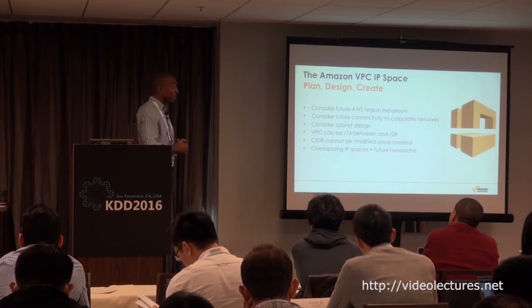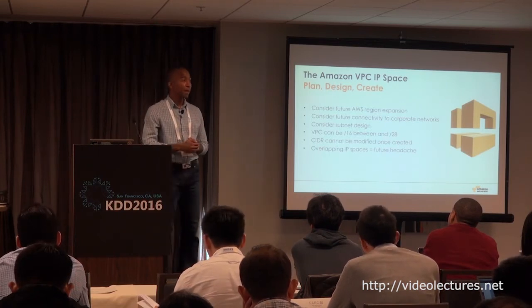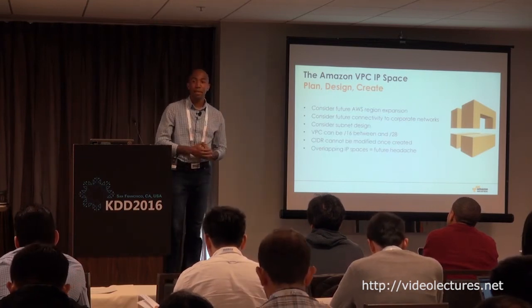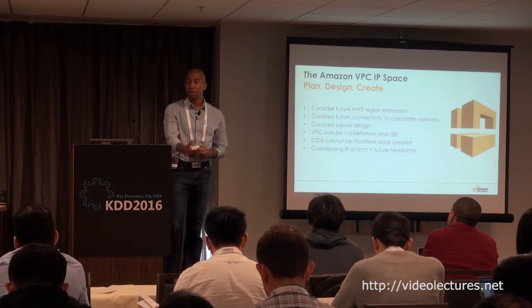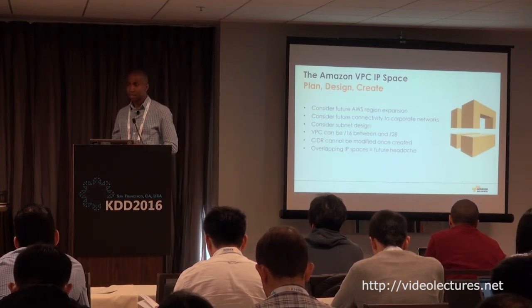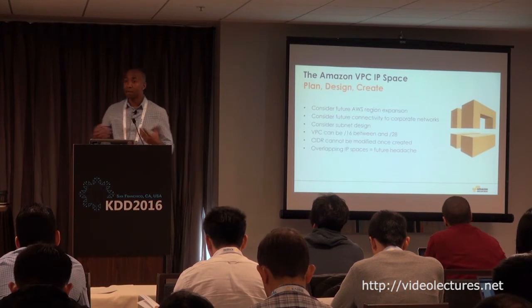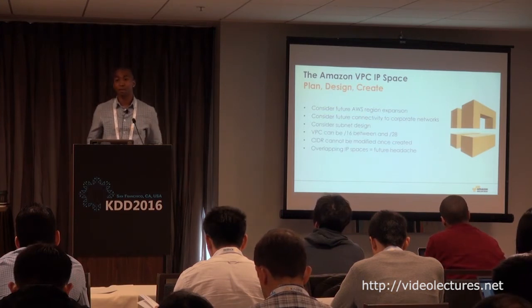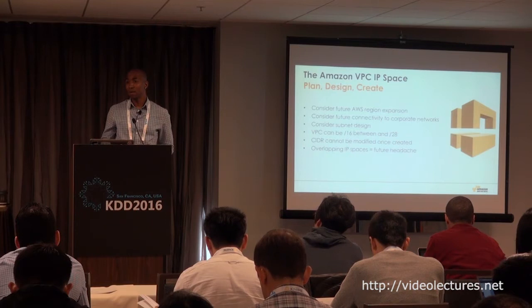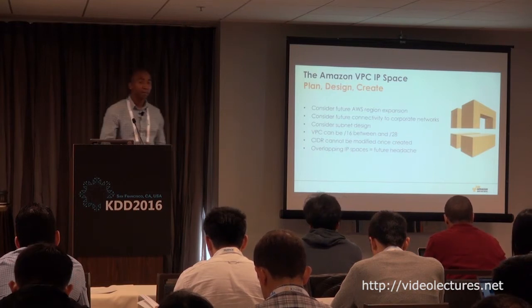And one of the most important things is, am I going to go with a /16 or a /28 or something in between? Now, the largest CIDR block you can define for your entire VPC on AWS is a /16. And that gives you over 65,500 IP addresses. The smallest is actually a /28.